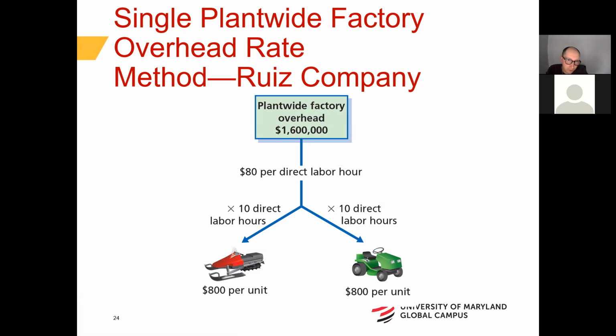So again, the formula for the single plant-wide rate method, you take your total factory overhead budget divided by the total activity base. I'm sorry, allocation base. In our example, labor hours for the year, and that will give you your overhead per labor hour for the year. And we take the overhead per hour, multiply that by the number of hours it takes to complete a unit, and we apply that overhead to each unit.